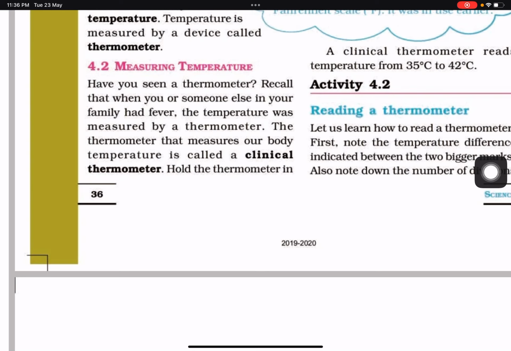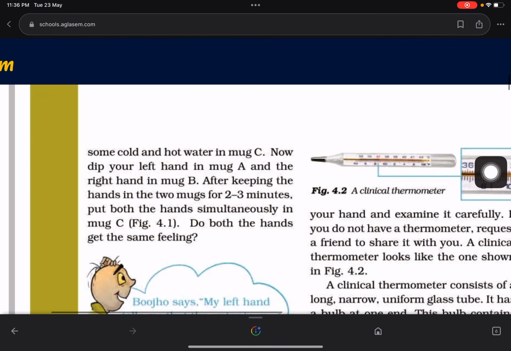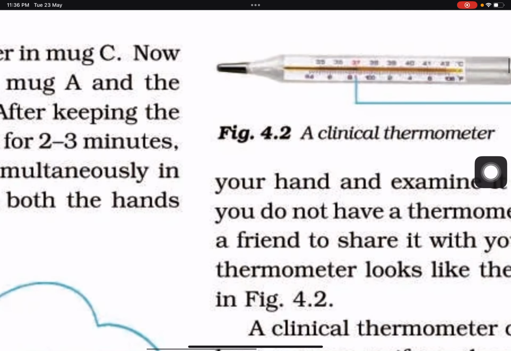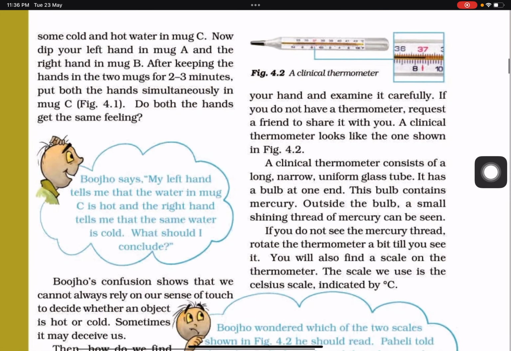Now there are two kinds of thermometers that are used depending on how hot or how cold a thing is and what type of object it is. For measuring human temperature, we use a clinical thermometer. A clinical thermometer has a particular range. You can see this thermometer. It has a scale of 35 to 42 degrees Celsius because that is the normal highest and normal lowest temperature of a human body.